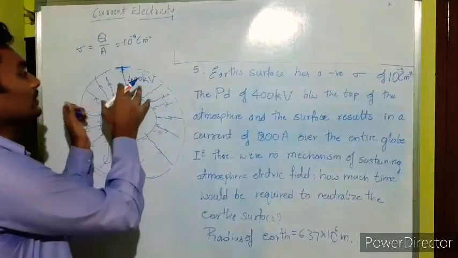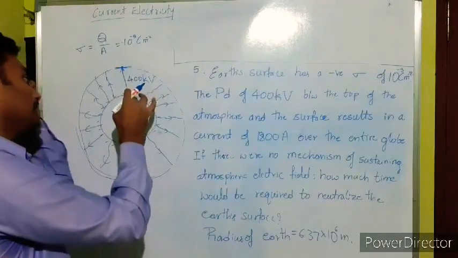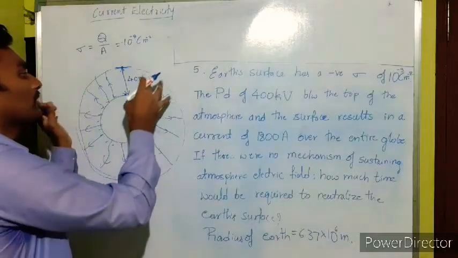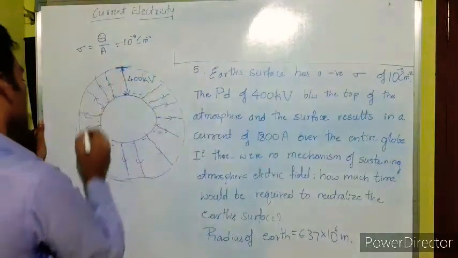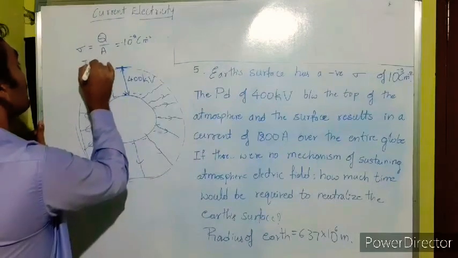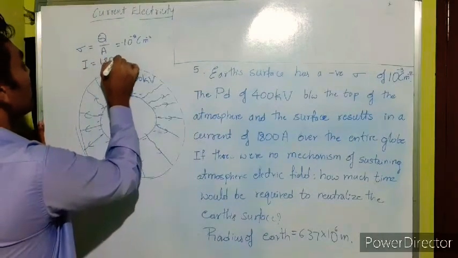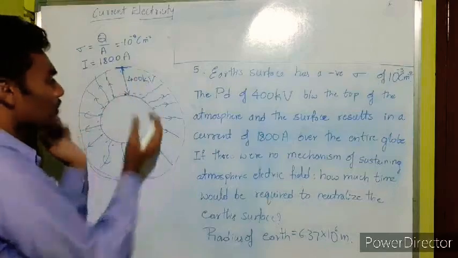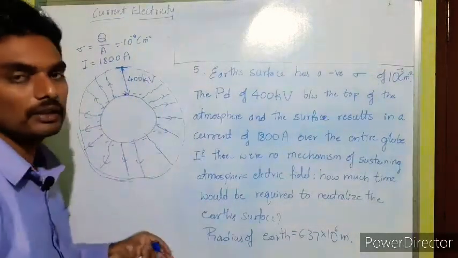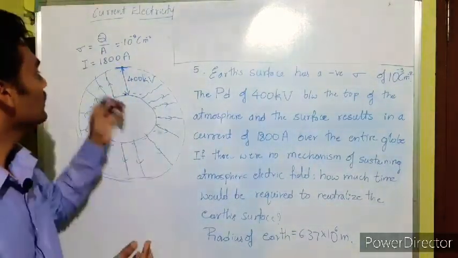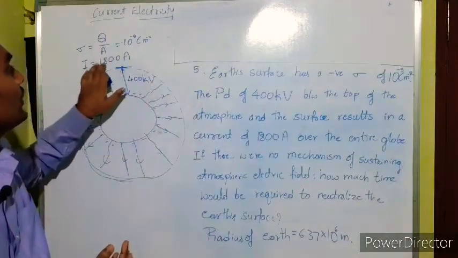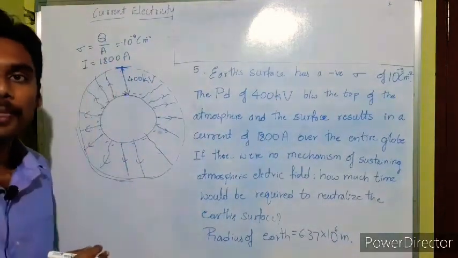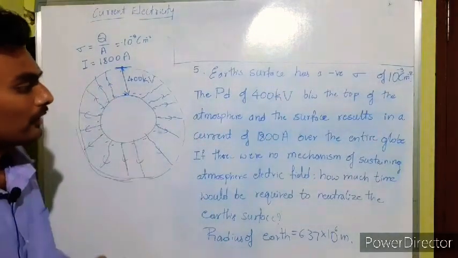And what is the current that we see? This is the total charge moving, 1800 ampere, which may look like a large current, but when you take the entire globe, this is a very small current. For the entire globe, the leakage of charges, or the current that we observe, is 1800 ampere, for the complete globe.